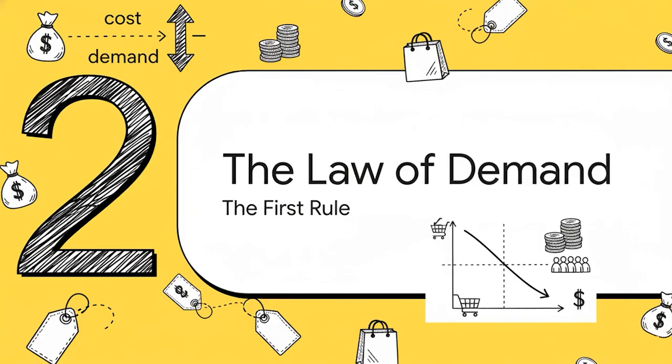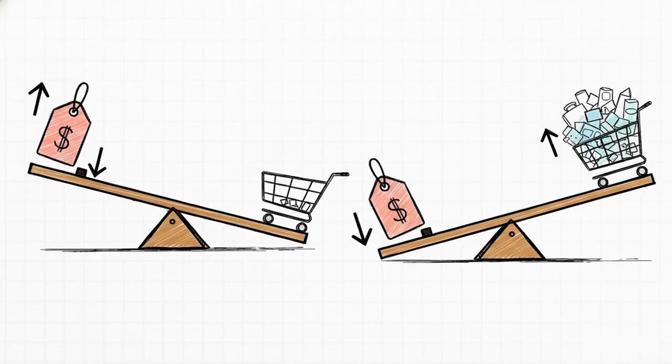All right, so with that definition in our back pocket, let's get to the first, most fundamental rule of the game. This is all about the relationship between what something costs and how much of it people want to buy. It's called the law of demand. And honestly, it's something we all kind of know instinctively, right? When the price of something goes up, we buy less of it. When the price falls, we buy more. It's this simple inverse relationship.